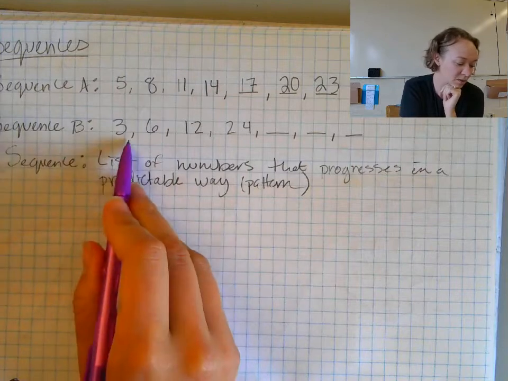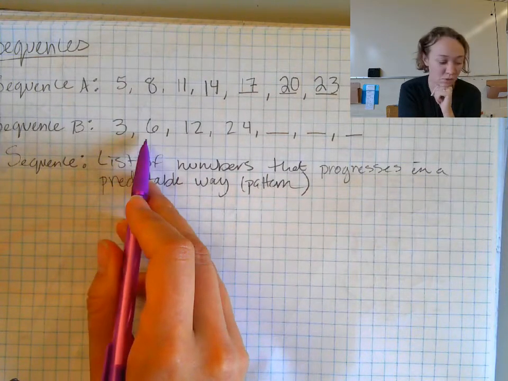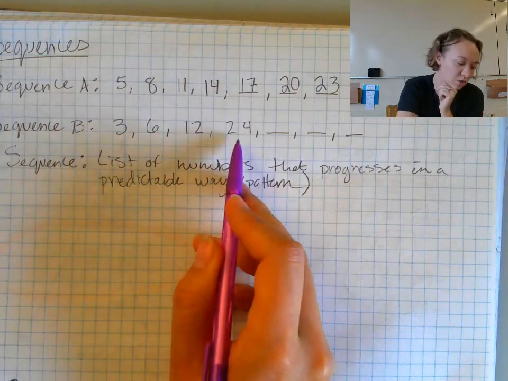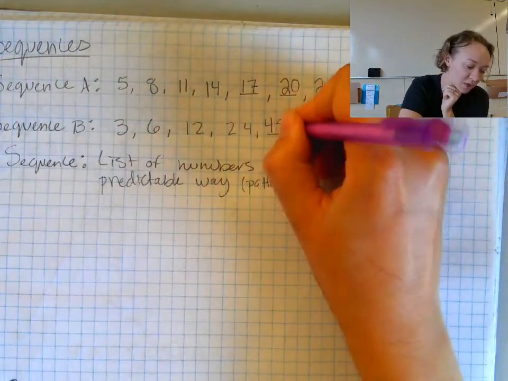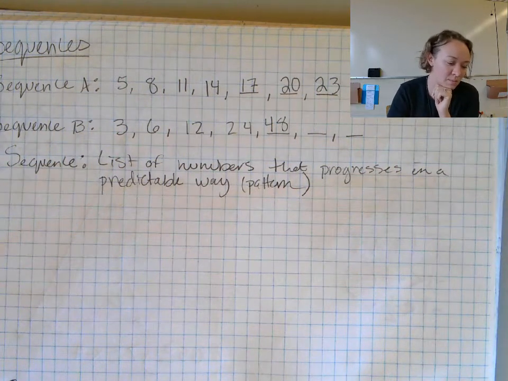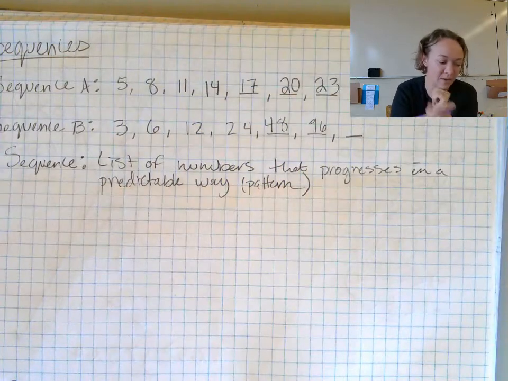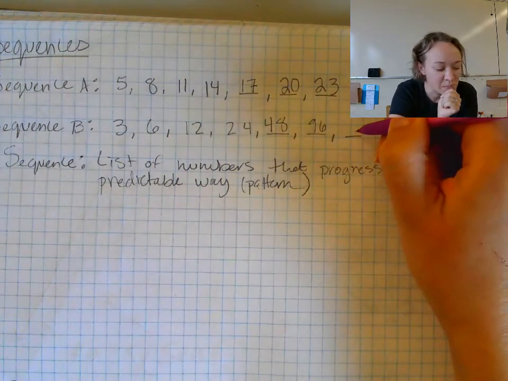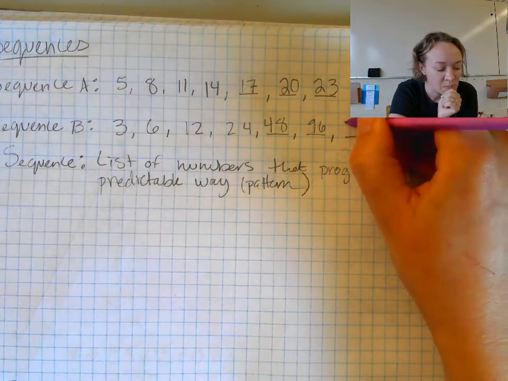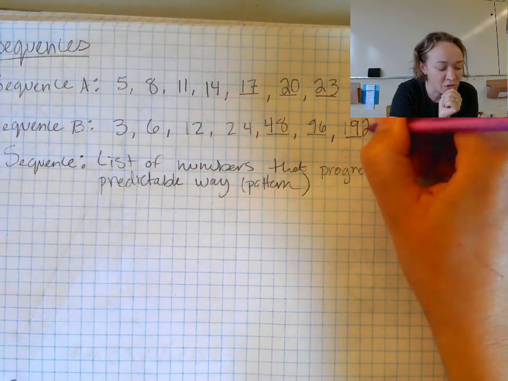Then on B, hopefully you notice that this one is doubling. This one's going times 2, times 2, times 2. So that would give us 48. And then 96. And then 192.